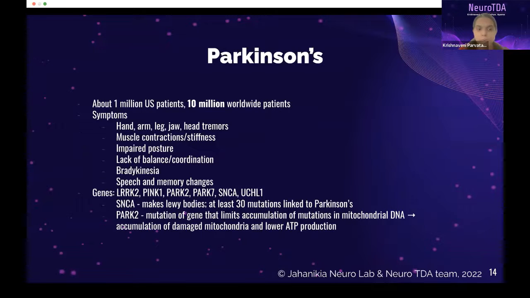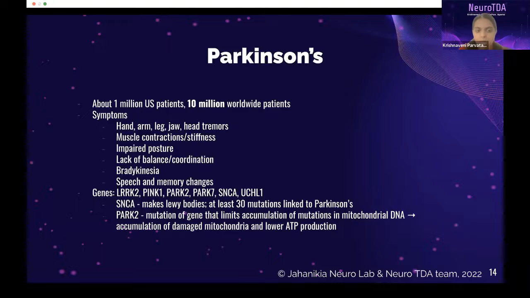Parkinson's disease has about 1 million US patients and 10 million patients worldwide. Symptoms include tremors in the hand, arm, leg, jaw, and head, muscle contractions or stiffness, impaired posture, a lack of balance or coordination, bradykinesia, and speech or memory changes.